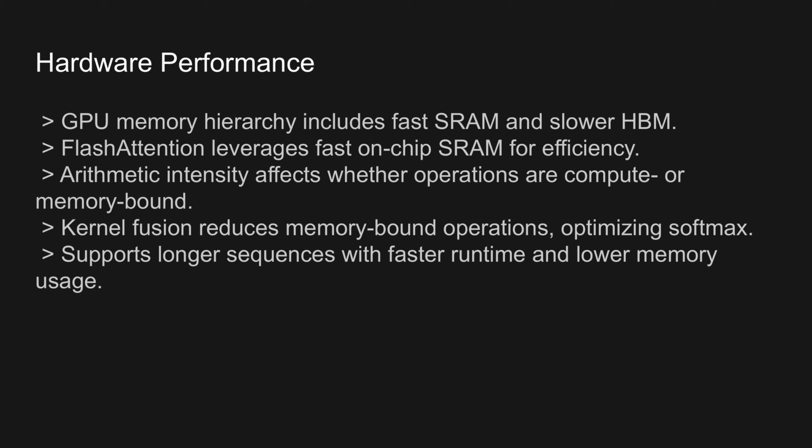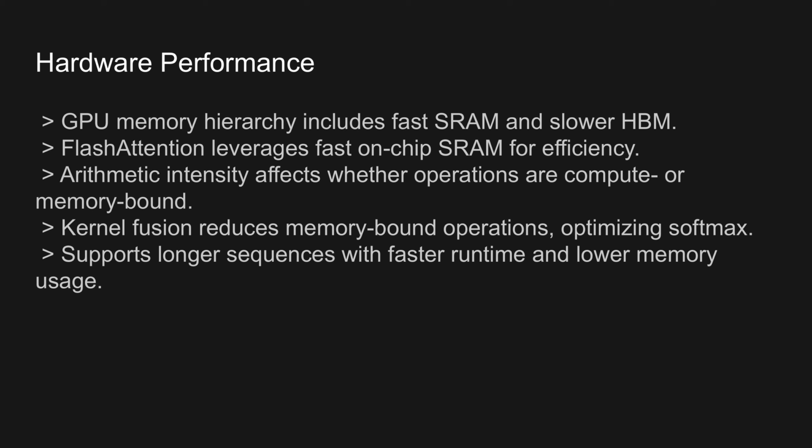Exactly. The speed and efficiency gains of flash attention largely come from its ability to exploit this memory structure. Since operations on GPUs can be either compute-bound or memory-bound, the arithmetic intensity, a measure of the number of computations per memory access, determines whether an operation is limited by computation or memory access. That makes sense. So, if the operation has more computations relative to memory access, it's compute-bound. If there's more memory access compared to computations, it's memory-bound. Precisely.